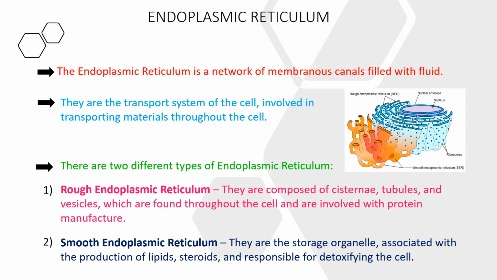Smooth endoplasmic reticulum is the storage organelle which produces lipids and steroids, and they are responsible for detoxifying the cell. Rough endoplasmic reticulum contains ribosomes, whereas smooth endoplasmic reticulum does not contain ribosomes.